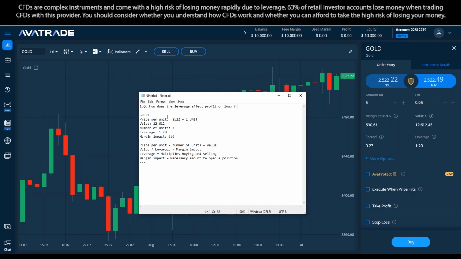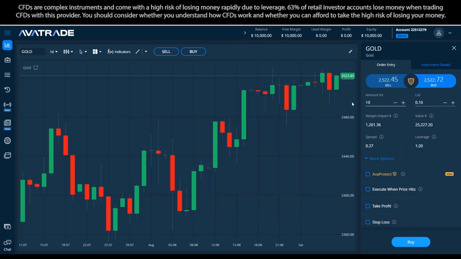Okay, so as I was explaining, this is super simple, guys, to understand. 1 unit costs 2,522. If I would have taken 10, it would have been 25,000, and so on and so on. Because I took 5, it's worth 12,000. Let me just show you that quickly. You see, it's very easy to compare. 2,522. If I take 10, the value is 25,225. If it would have been 100, which is one lot, it would have been 252,252.